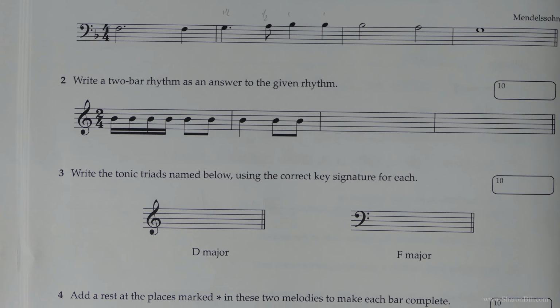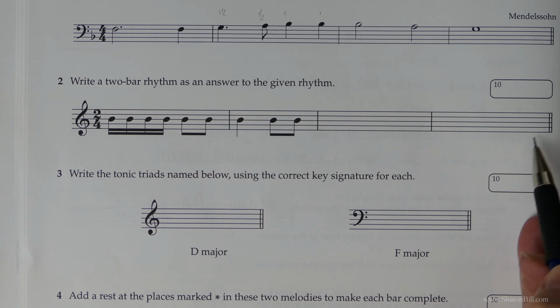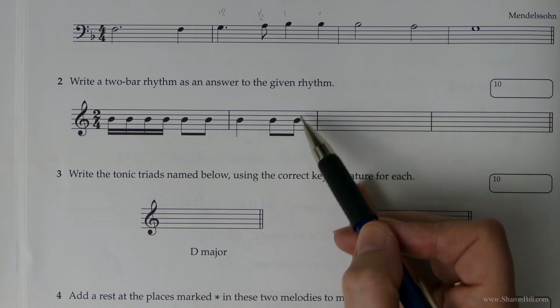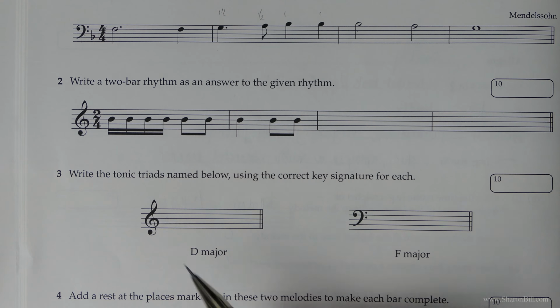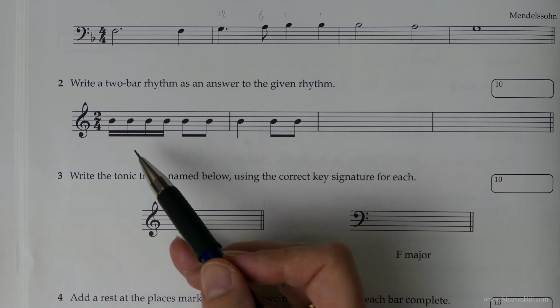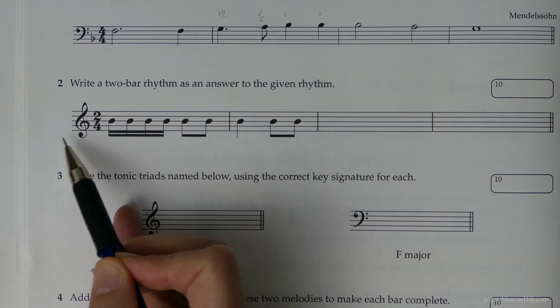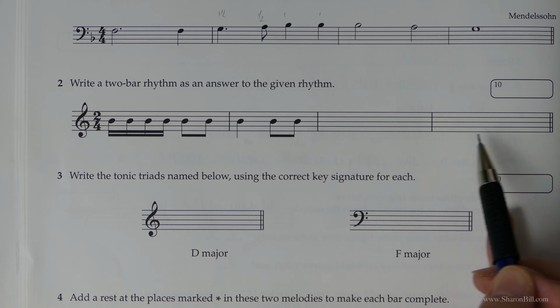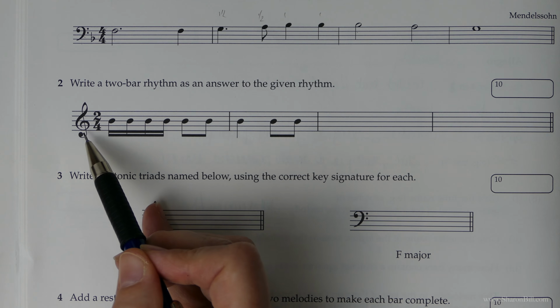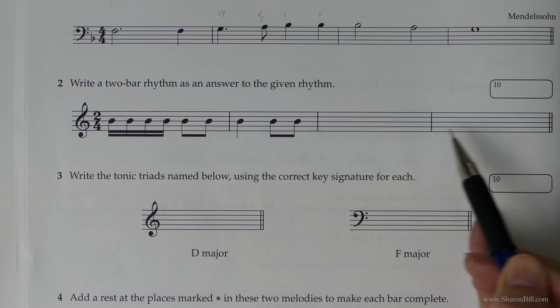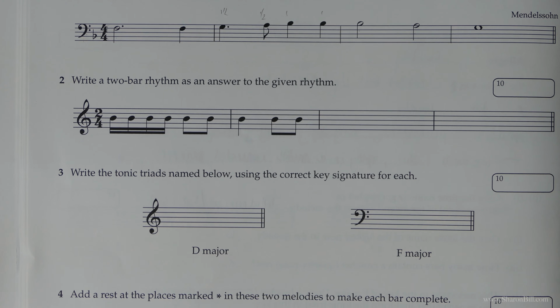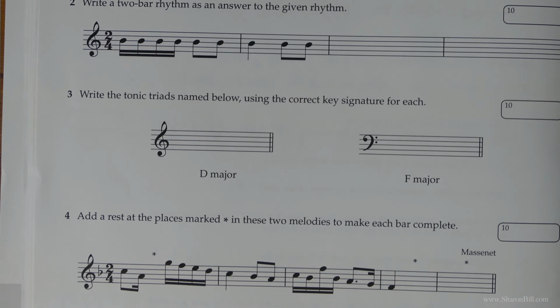Now question 2 asks us to write a 2-bar rhythm. This occurs in your Music Theory and Practice workbook, but from 2018 onwards this will no longer feature on the exam papers, so you won't be required to answer this sort of question. And so we're going to just ignore that now and move on, because that won't appear in any of the exam papers now. So we'll skip ahead to question 3.